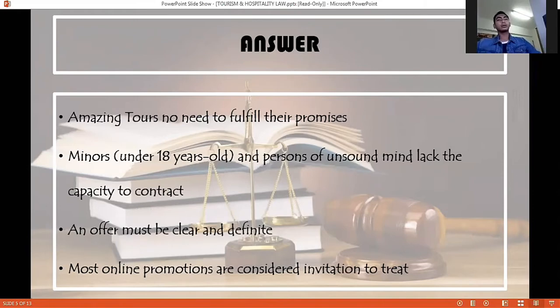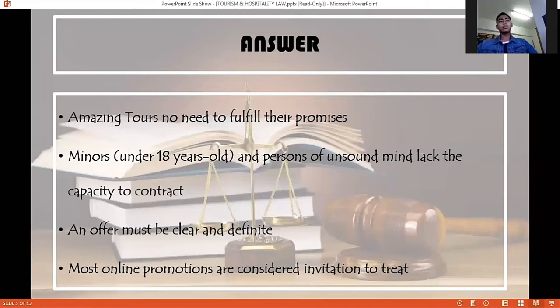Okay, for the answer of this question, according to the Contracts Act on voidable contracts and void agreements, who are competent to contract: every person is competent to contract who is of the age of majority according to the law to which he is subject, and who is of sound mind and is not disqualified from contracting by any law to which he is subject. In this case, Amazing Tours need not fulfill their promise because Ali is a 16 years old boy. Incapacity to contract: minors under 18 years old and persons of unsound mind lack the capacity to contract. However, a minor can contract for necessaries, things or services suited to the minor's condition of life at the time of sale or delivery.